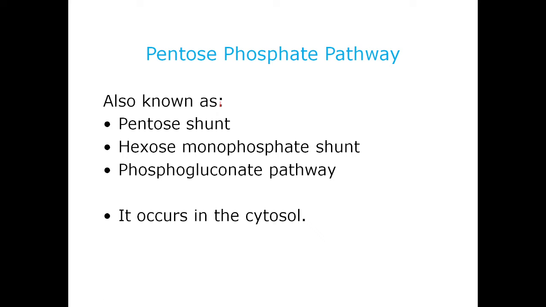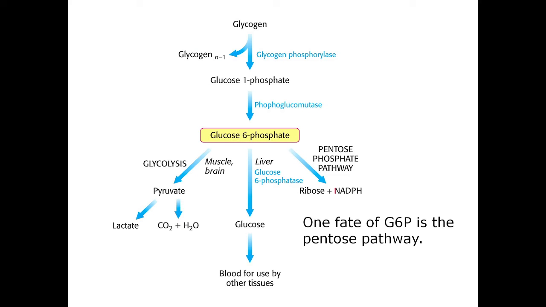So, coming to our point, the pentose phosphate pathway. It is also called the pentose shunt or hexose monophosphate shunt. And there is one more name for this, the phosphogluconate pathway. This pathway occurs in the cytosol. Our glycolysis, which we saw, also occurs in the cytosol, and this pentose phosphate pathway also occurs in the cytosol.